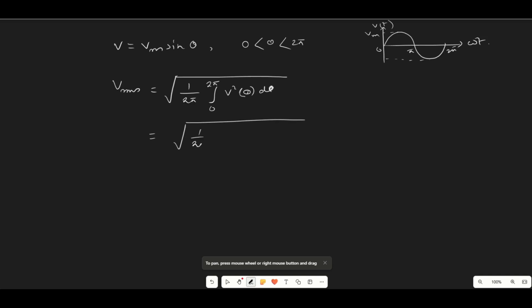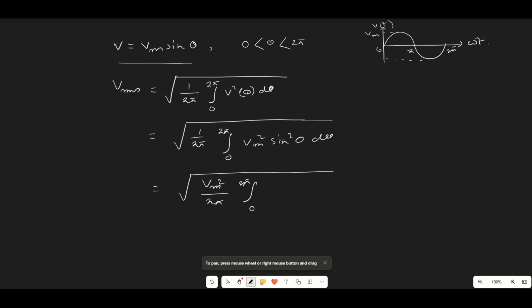So this will be 1 by 2 pi, then 0 to 2 pi. We already know what V is. V is given by this. So in place of V square, we can write Vm square sin square theta d theta. Then Vm is a constant term, so we can take it out of the integration, and we cannot directly integrate sin square theta. So what we do is sin square theta will be converted into (1 minus cos 2 theta) divided by 2, d theta.